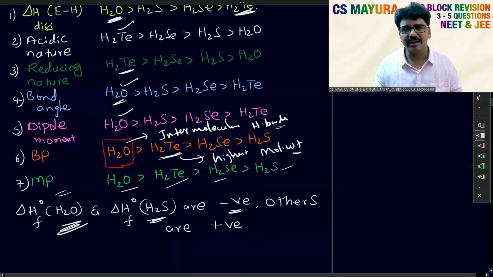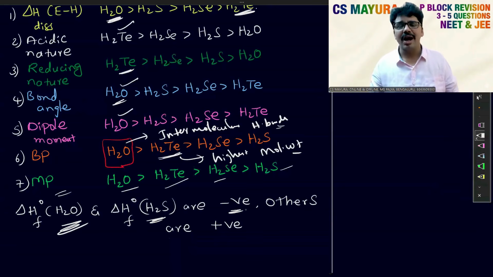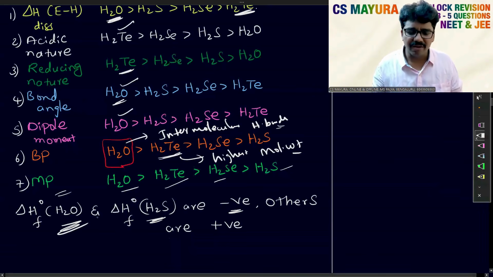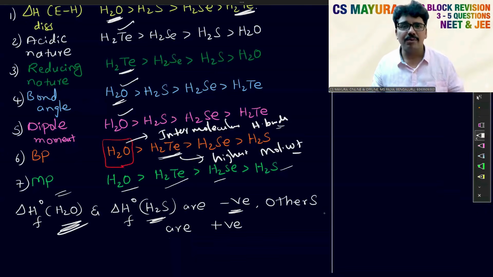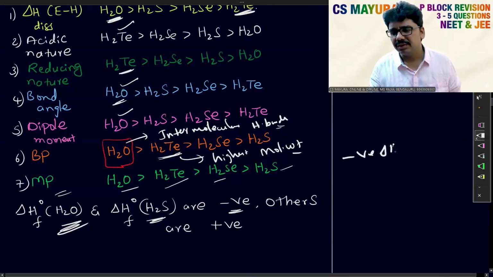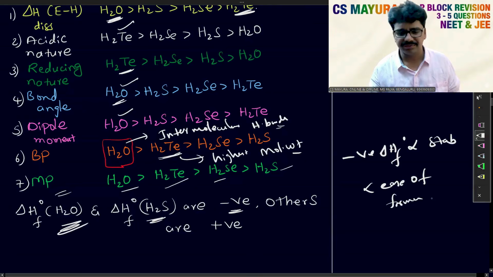Previously, in the 15th group hydrides, the standard heat of formation of ammonia is negative, all others are positive. Here, water formation and H2S formation are negative, remaining all are positive. So generally, a negative standard heat of formation means the ease of formation is more and stability is more. If a compound's standard heat of formation is positive, the ease of formation is less or it is unstable. So the negative heat of formation is directly proportional to stability and to ease of formation.